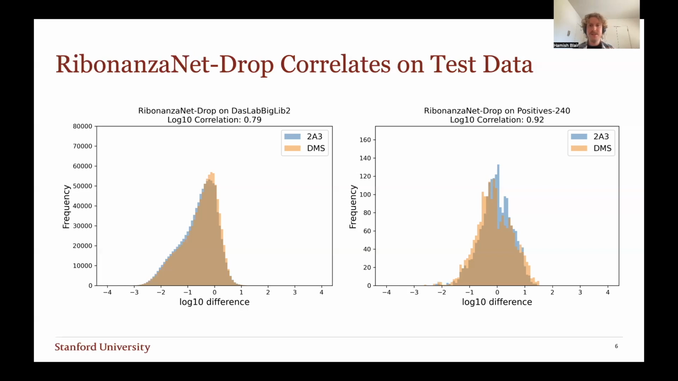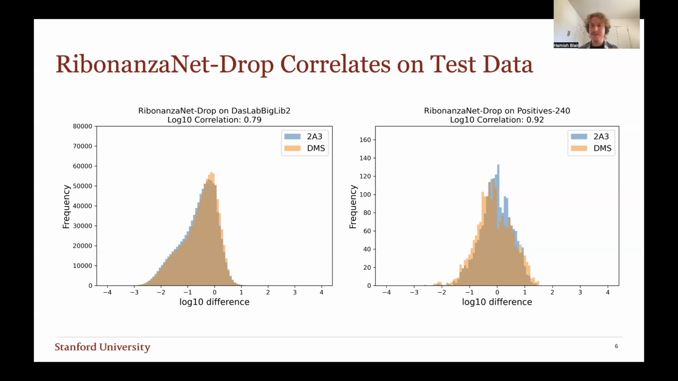And on the right, I tested it on another data set, positive 240, which contains some very intricate pseudoknots that have a length of up to 307, so longer than what it's seen during training. And it actually ends up with a higher correlation than on the test set for RiboNanza, but I think that it's because this is actually an easy data set to predict the reads for. You can predict it with much simpler heuristics like longer stem length. But this at least indicates that RibonazaNet-Drop is also picking up on these underlying heuristics that may potentially guide the yield of the sequences.